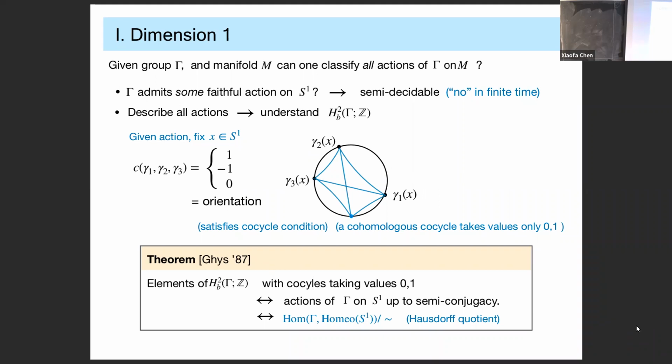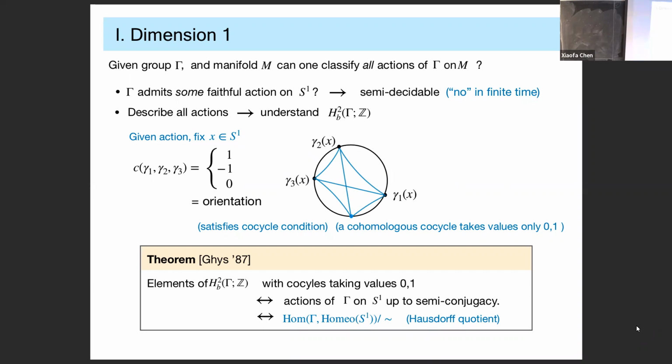If you have an action of your group on the circle, then I can define a function that takes a triple of elements and outputs an integer, either 1 or -1 or 0. And what is that? I fix something to be my base point, x, not drawn here because it doesn't matter. And I look at its image under gamma 1, gamma 2, and gamma 3. And I will say 1 if it's the usual orientation on the circle as I read them in order, -1 if, say, gamma 2 is over here instead, and 0 if something's degenerate, say gamma 1 equals gamma 2. It's really just giving the orientation of this triple of points.